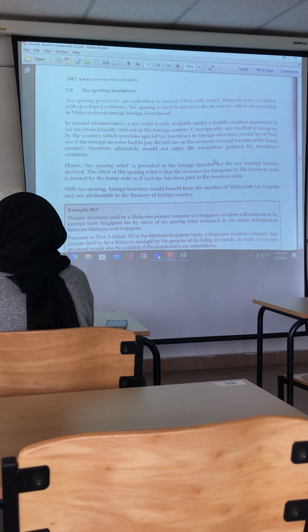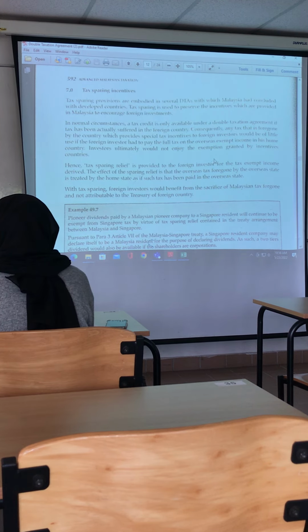So what happens is that any tax that is foregone by the country which provides special tax incentive to foreign investor would be of little use if the foreign investor had to pay the full tax on the overseas exempt income in his home country. So the investor ultimately would not enjoy the exemption granted by the incentive country. Hence, tax sparing relief is provided to the foreign investor for the tax exempt income derived.